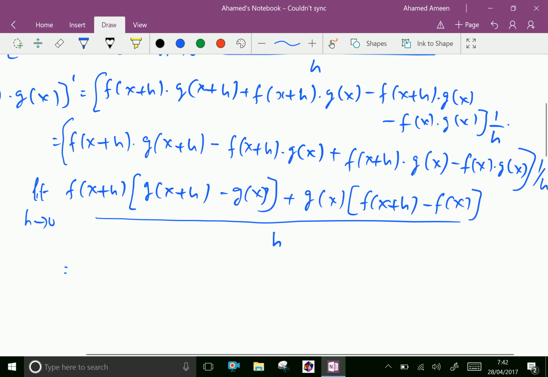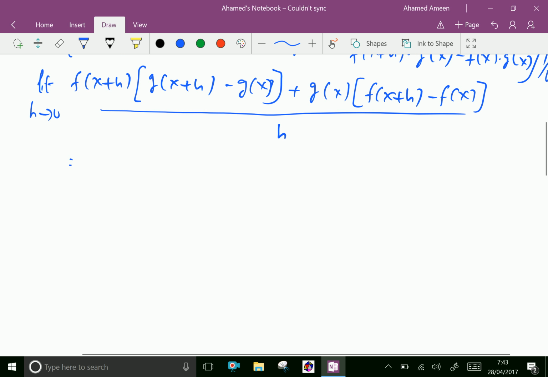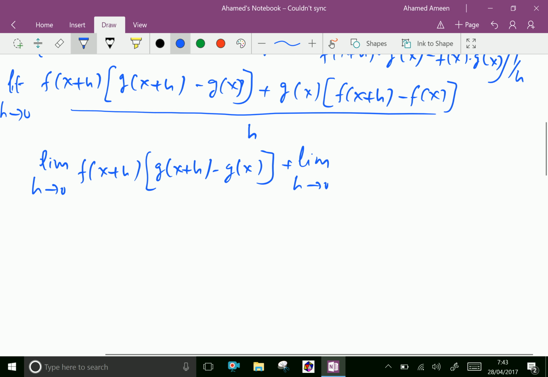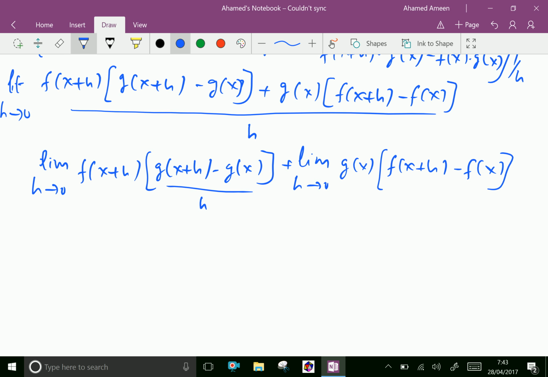Everywhere we have to apply the limit h tends to 0. Then split the limit for both terms, that is the limit as h tends to 0 of f(x+h) times [g(x+h) minus g(x)], as well as the limit as h tends to 0 of g(x) times [f(x+h) minus f(x)] over h.